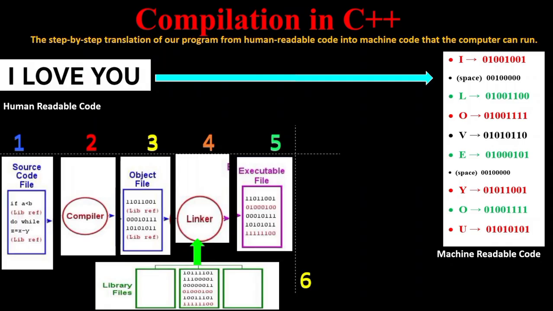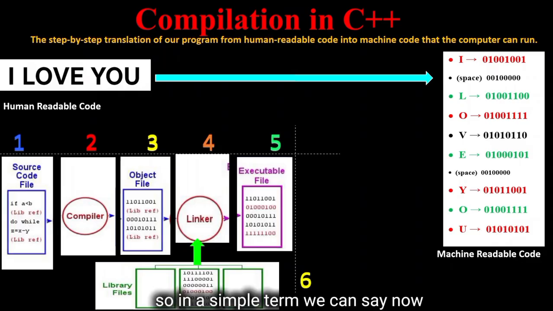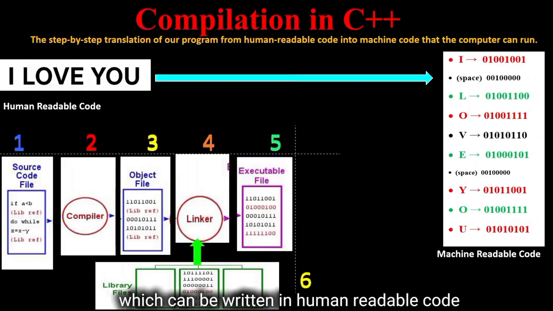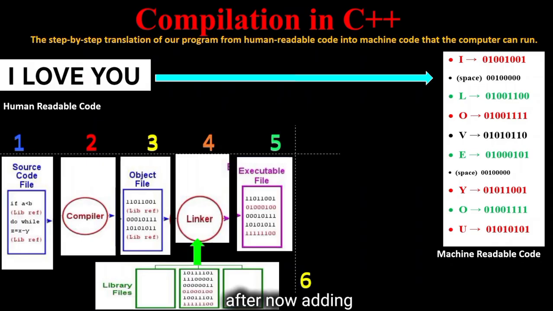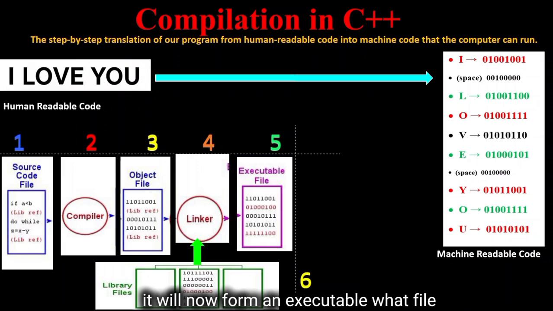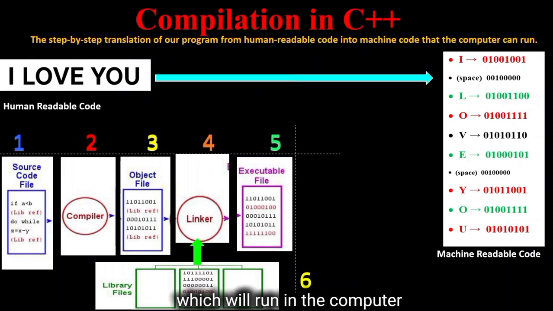So now, stage 5. Here we talked about library files which are attached in an executable file. In simple terms, when we write source code in human readable code, it needs a compiler to translate it. Then it needs a linker to add the missing library code. After adding, it forms an executable file which will run in the computer.